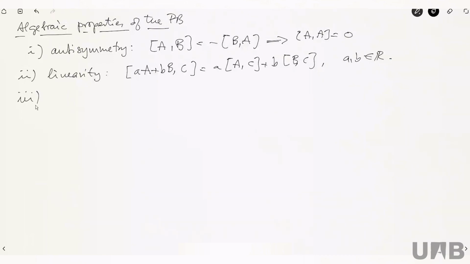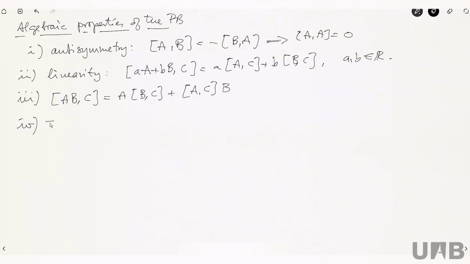Third property. The Poisson bracket of AB with another function C is A times the Poisson bracket of B with C plus the Poisson bracket of A and C times B. If you keep this ordering exactly the way I've written it, these properties are exactly the same for commutators, as you know from quantum mechanics, right?